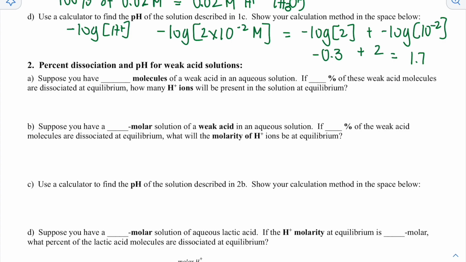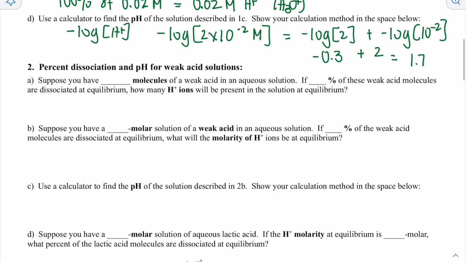Now we're going to look at percent dissociation and pH for weak acid solutions. You should recall that what makes a weak acid is that it does not fully dissociate in a solution. Suppose you have 120 molecules of a weak acid in an aqueous solution. If 5% of these weak acid molecules are dissociated at equilibrium, how many H plus ions will be present in the solution at equilibrium? We're going to talk later about what it means to be in equilibrium, but for right now, for all intents and purposes, at equilibrium means that the H plus concentration is steady.